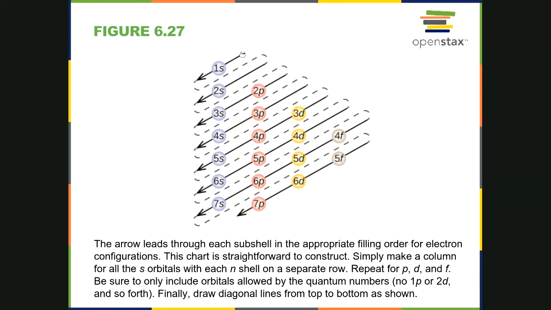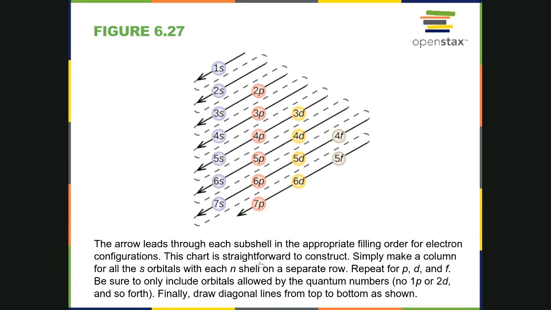Then we draw diagonal lines through this chart, like so. And then all you have to do is follow the arrows, and that will show you the order of the energy levels as you go from the lowest to the highest. So we start with 1s, and then the next highest orbital is 2s. And then the next level is 2p, 3s, and then 3p, 4s, and then 3d, then 4p, then 5s. So it just shows the energy levels for the sublevels going from the lowest to the highest.